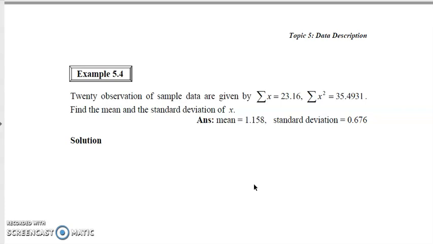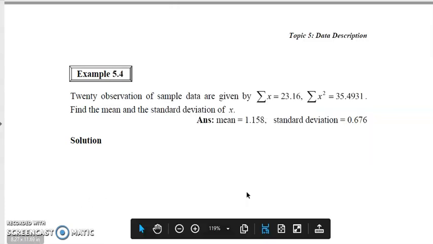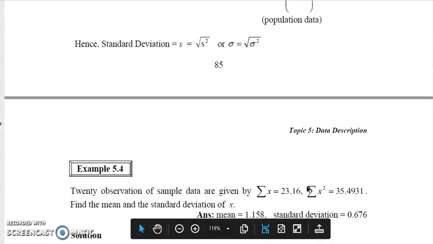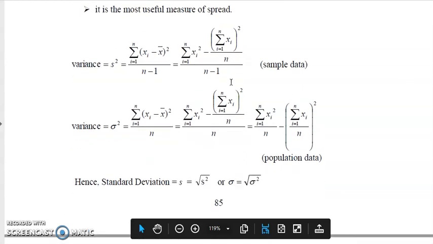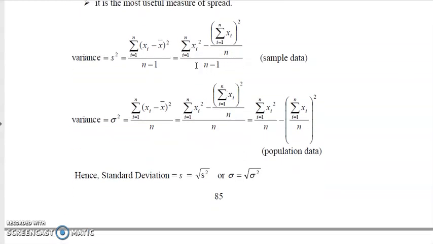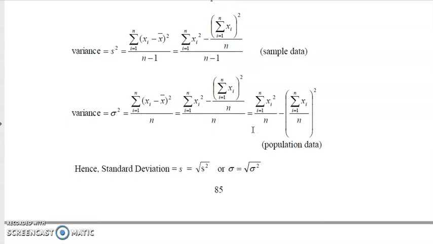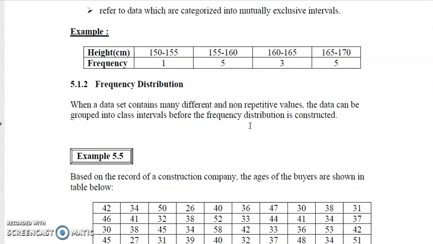In this case I'm using the formula for the sample data. Okay, you can see from here we have it for either population or sample, right? So I'm using the sample data here. The difference is the denominator. For the sample data we have n minus 1, for the population we have n only. Okay, so let's proceed to the next one, which is for the grouped data.